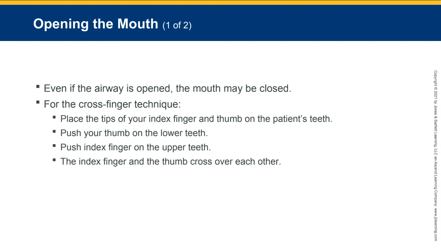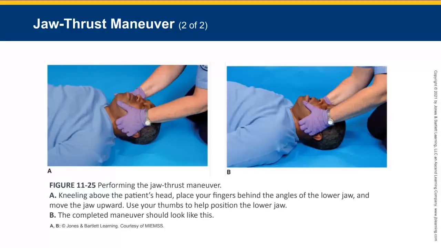Opening the mouth. Even if the airway is open, the mouth may be closed. You can use the crossed finger technique. Place the tips of your index finger and thumb on the patient's teeth. Push your thumb on the lower teeth and put your index finger on the upper teeth. The index finger and the thumb cross over each other. This is a picture of your jaw thrust maneuver.